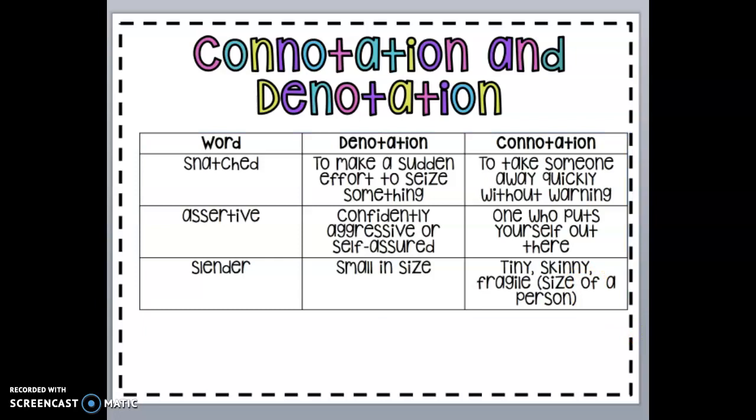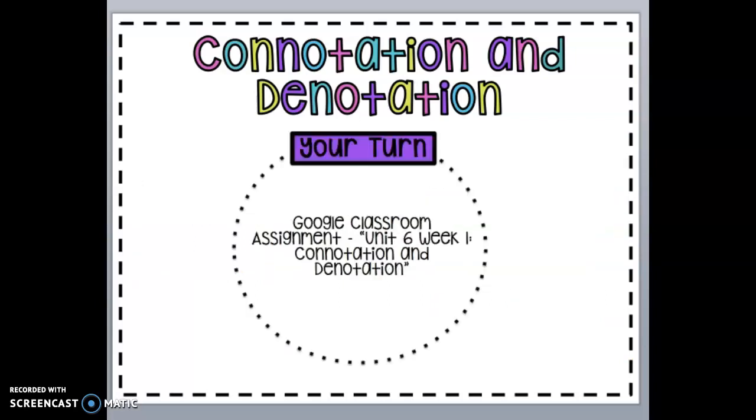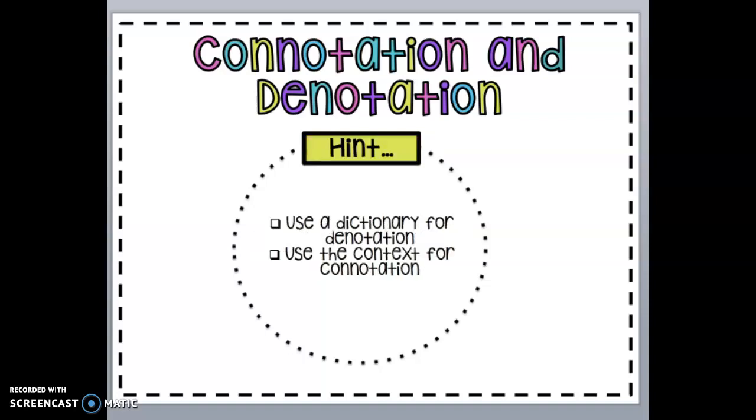So let's go to what you're going to do to practice connotation and denotation. You're going to head to Google Classroom and you're going to work on the assignment labeled Unit 6, Week 1, Connotation and Denotation. Now, remember my helpful hint. Use the dictionary for denotation, which if you don't have a paper dictionary, you can use dictionary.com like we did during this lesson. And for the connotation, you're going to want to look at the context. So you're going to have to find the words in the sentence to help you understand what the author wants you to feel for the meaning of the word. Okay, so let me pull up your assignment so you can see exactly what you're going to be working on.